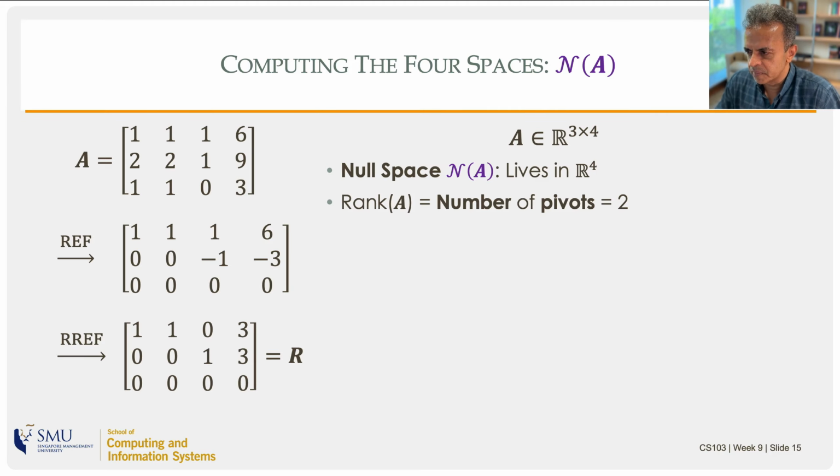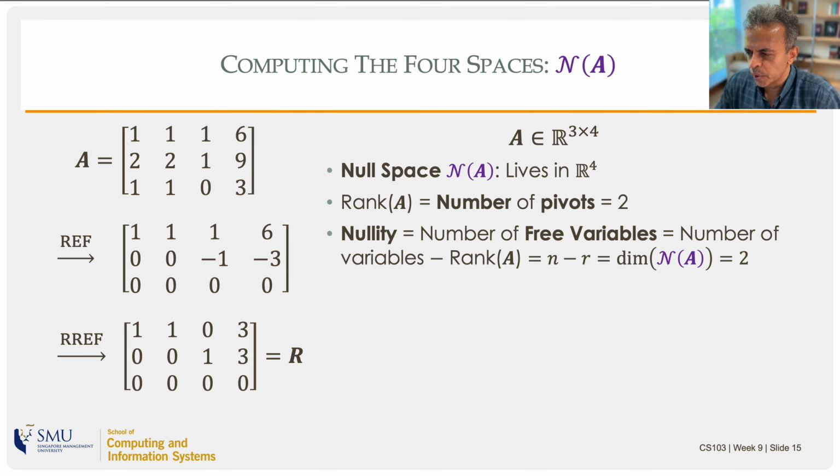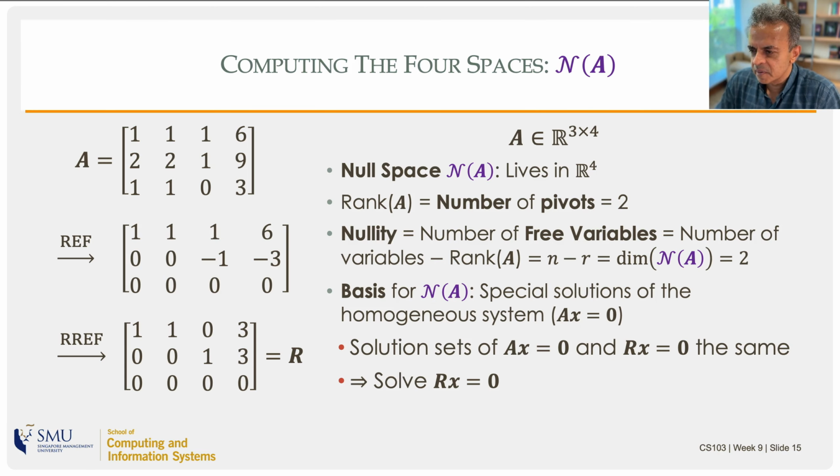We know that the number of pivots is 2. So how many columns are there? 4. What's the nullity? The number of free variables. That would be 4 minus 2, that is 2, and that's going to be the dimension of null space. Now, to find the basis takes a bit more work. Let's go through the solution here.